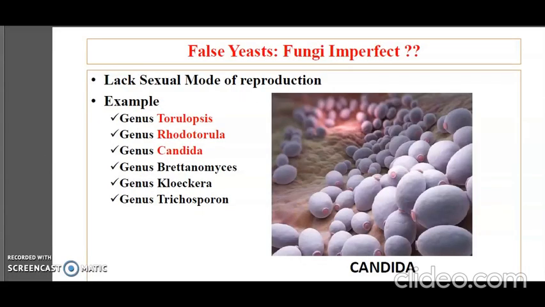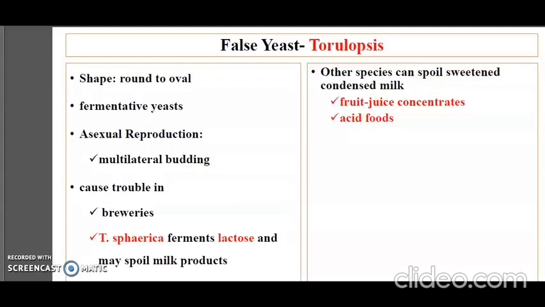There are also false yeast that lack a sexual mode of reproduction, and that includes the genera Torulopsis, Rhodotorula, Candida, Brettanomyces, Kloeckera, and Trichosporon. Torulopsis is round to oval in shape and is a fermentative yeast. It has multilateral budding and it causes trouble in breweries. Torulopsis sphaerica ferments lactose and it may spoil milk products. Other species of Torulopsis can spoil sweetened condensed milk, acid juice concentrates, and acid foods.